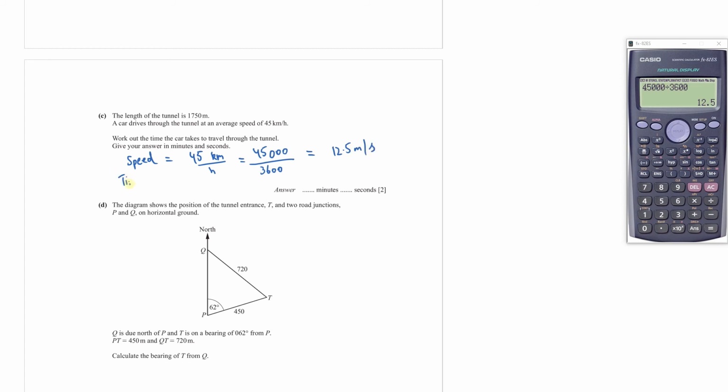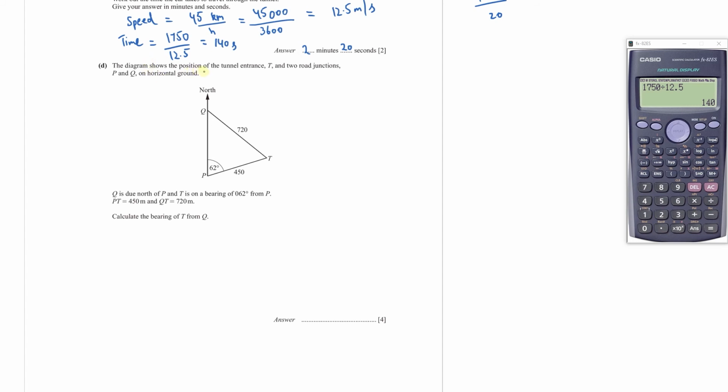So the time taken will be distance divided by speed. So distance is 1750 meters, speed is 12.5. So 1750 divided by 12.5, 140 seconds. So it takes 140 seconds. So that means this is 2 minutes. So if I subtract 140 minus 120, which is 2 minutes, I get 20 remaining. So 2 minutes and 20 seconds is the time.